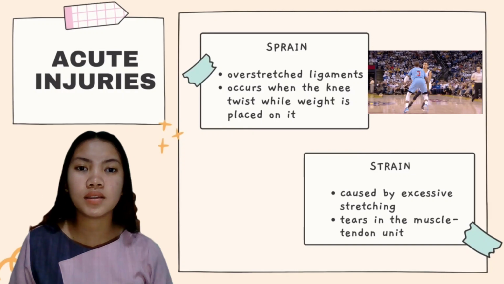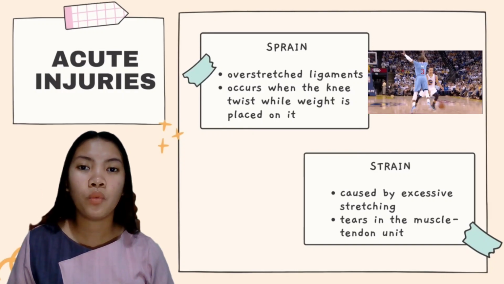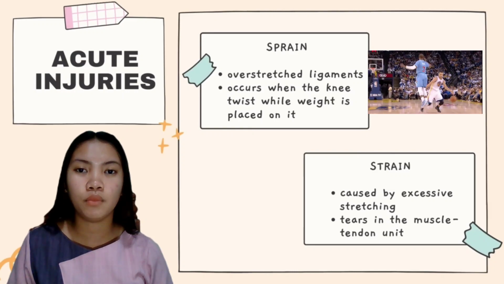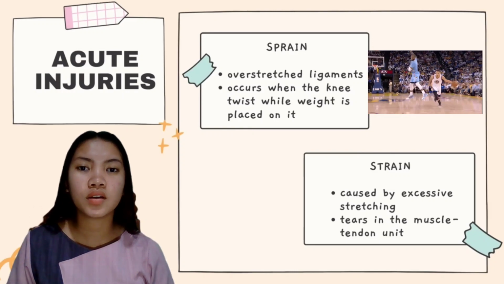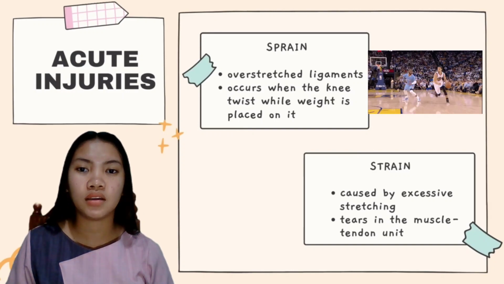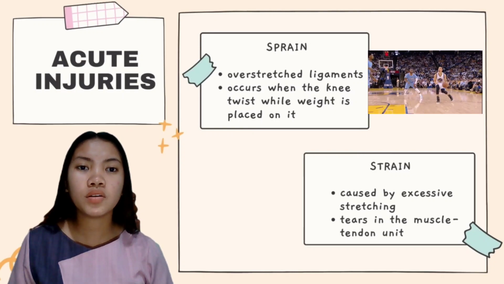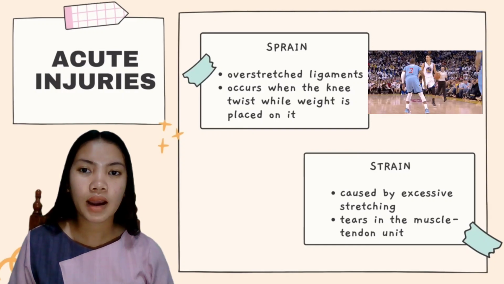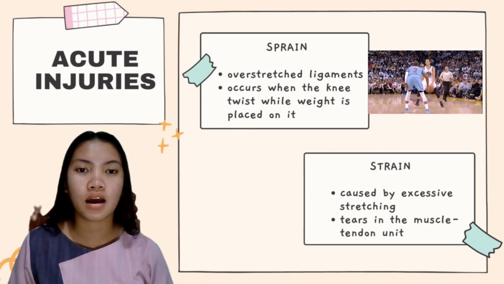As you can see in the video clip, Stephen Curry got an ankle sprain when he made a fast break move. Next, we have the strain. It is also caused by excessive stretching that causes tears in the muscle tendon unit. It is a twist, pull, or tear of muscle or tendon. The most common strains are located at the lower limbs such as the hamstring and the calf muscle.